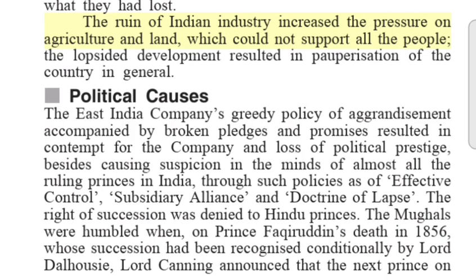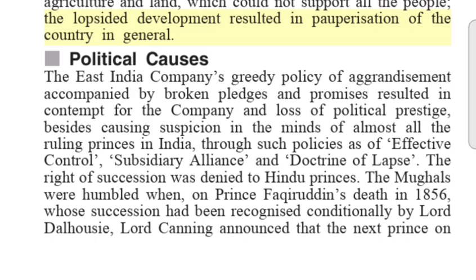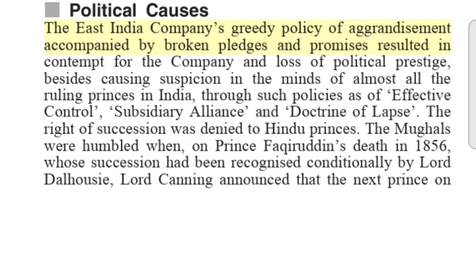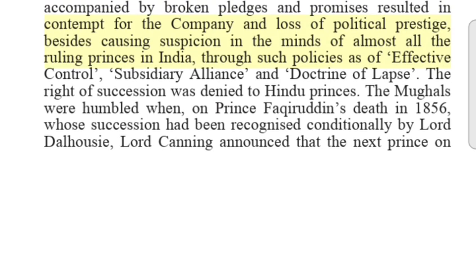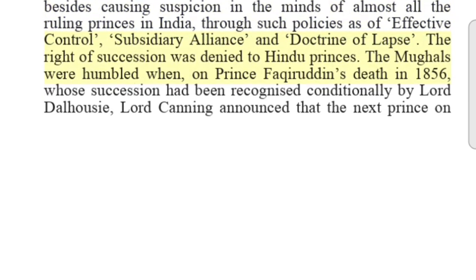The ruin of Indian industry increased the pressure on agriculture and land, which could not support all the people. The lopsided development resulted in pauperization of the country in general. Political causes: the East India Company's greedy policy of aggrandizement, accompanied by broken pledges and promises, resulted in contempt for the Company and loss of political prestige, besides causing suspicion in the minds of almost all the ruling princes in India, through such policies as effective control, subsidiary alliance, and doctrine of lapse.